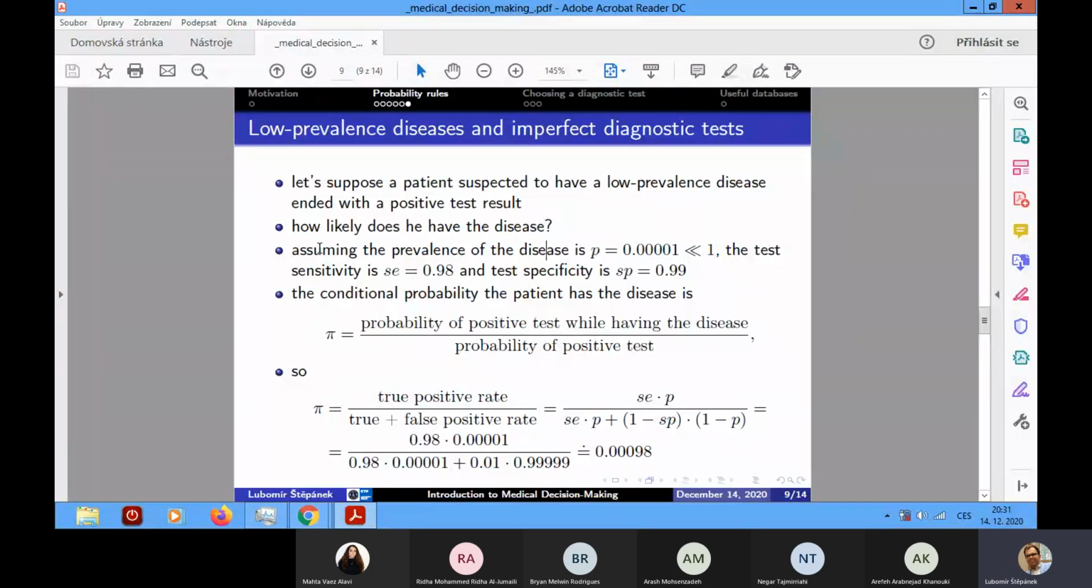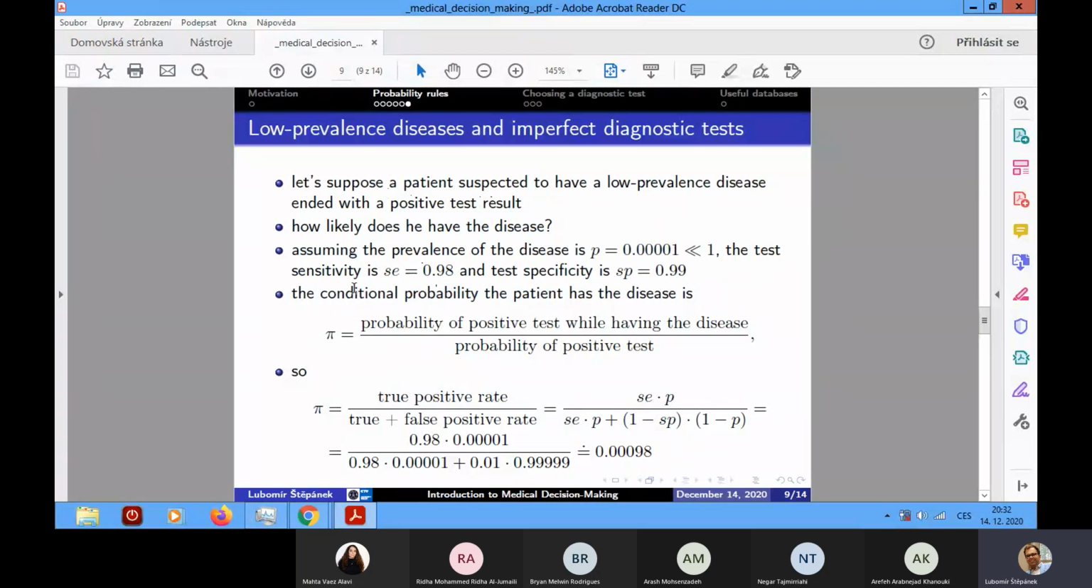Well, so let's assume that we have this prevalence, and the test sensitivity is relatively high, 0.98, and the test specificity is also relatively high, 0.99. And now we would like to answer this question: how likely is it that the patient has the disease once we got a positive test result, given that the prevalence of the suspected disease is 1 over 100,000, sensitivity 0.98, and specificity 0.99.